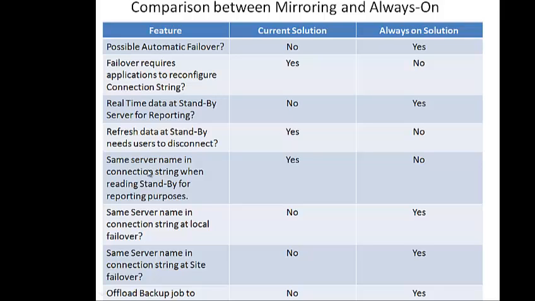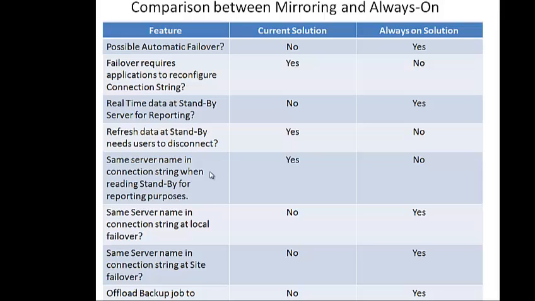The next bullet point is same server name in connection string when reading data, reading standby for reporting purposes. In the current solution, the server name has to be different in the connection string, but with Always On, you still use the same listener name. I will show you that in the demo, which is coming up, and you will know what exactly this bullet point means at that demo.